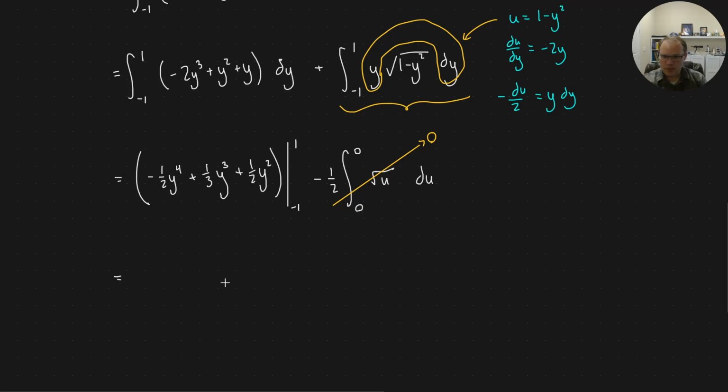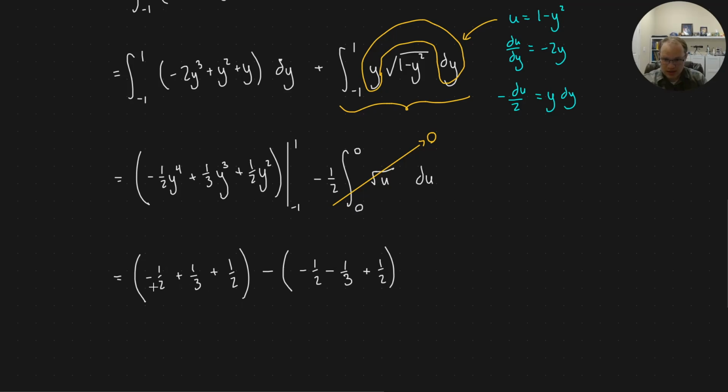Okay, and then here, just finish it off by plugging in. -1/2. If I plug in 1 to the 4th, 1 cubed, 1 squared, it's just all 1. So I just get -1/2 plus 1/3 plus 1/2. And then I subtract what I get when I plug in -1. -1 to the 4th is just 1, so I get -1/2. -1 cubed is -1, so I get -1/3. And -1 squared is +1, so I get +1/2 again.